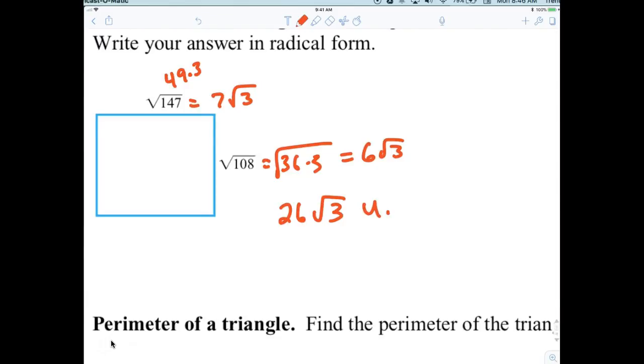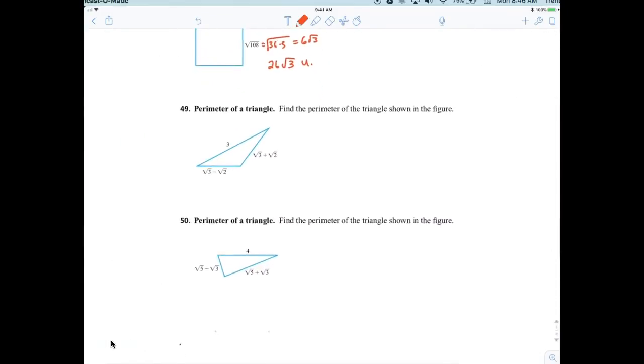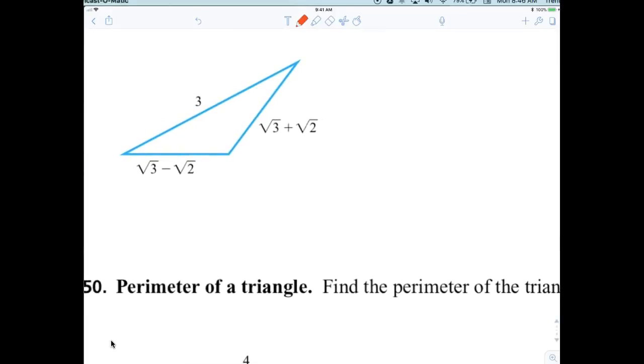All right. Now let's find the perimeter of the triangle. One half base times height. That would be area. All right, we're still doing perimeter. So we're adding things up. The first thing I noticed right off the bat is that this negative radical 2 and the positive radical 2 do what? They cancel.